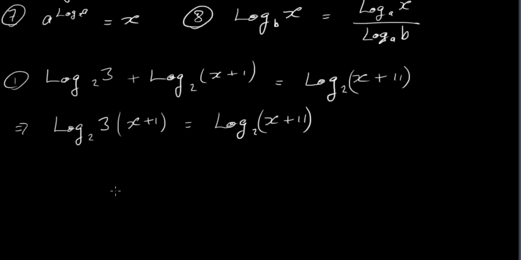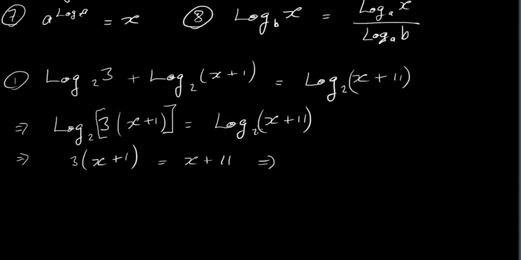Now, at this stage what you can do is say that if you have log of this number to the base 2 equal to log of this number to the base 2, then these two numbers must be equal. If the log of something to the base 2 is equal to the log of something to the base 2, then the two somethings must be equal. So in other words, in this case you've got 3 times x plus 1 must be equal to x plus 11.